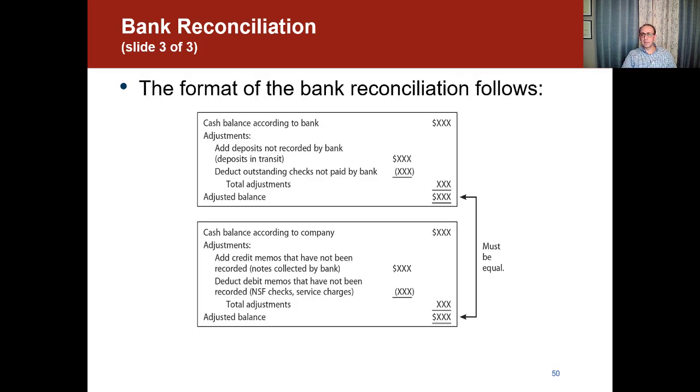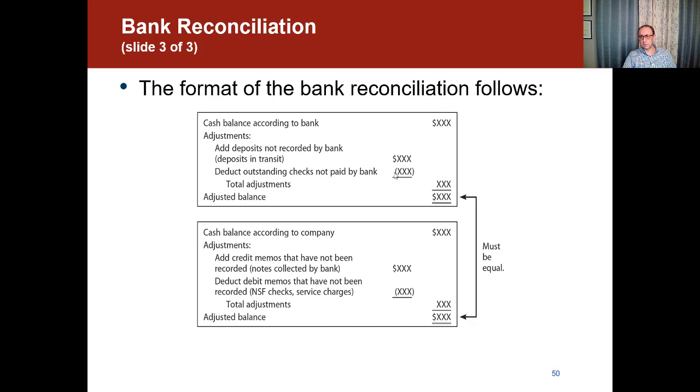So this is the format of the bank reconciliation. You see here that on the top we have the cash balance according to the bank, and this is the ending balance coming from the bank statement. At the bottom we have the cash balance according to the company, and this is coming from the cash ledger. So we look at the general ledger cash balance, and that would be the value that we should start with. And then we start updating the bank balance based on the information that we know but the bank didn't know about.